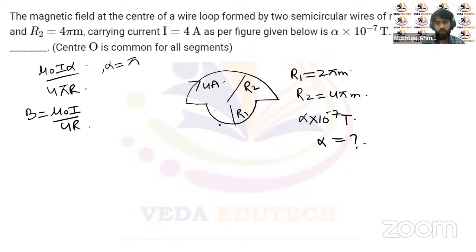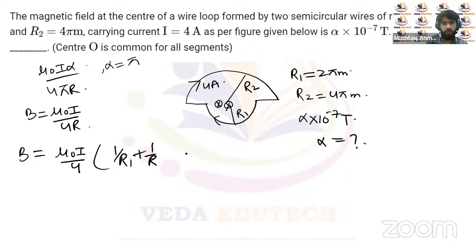Now let's suppose this is the current. Then because of this loop, the magnetic field here will be into the plane of this paper, and because of the above loop also, it will be into the plane of this paper. So the net magnetic field will actually add up. It will be mu naught I upon 4, 1 upon R1 plus 1 upon R2. So this will be the net magnetic field.